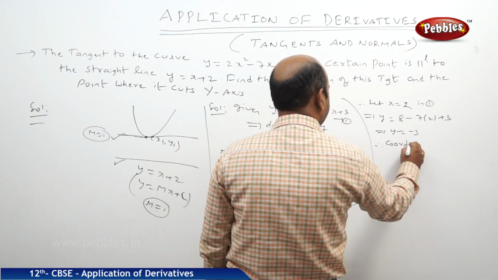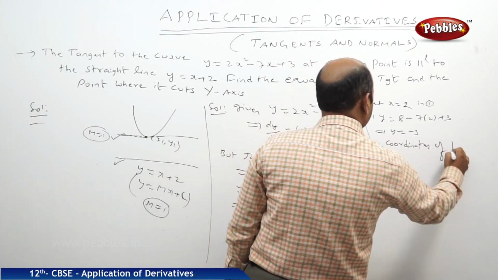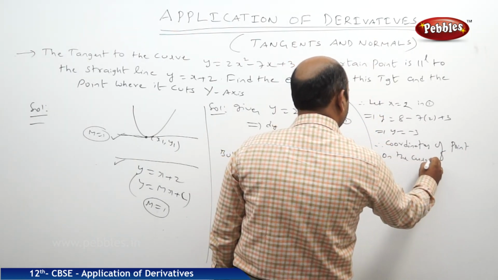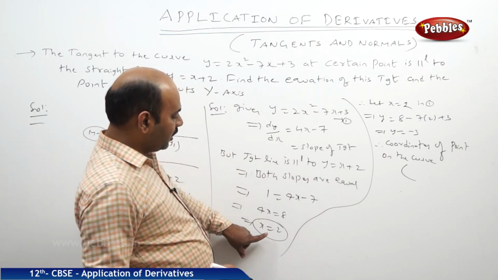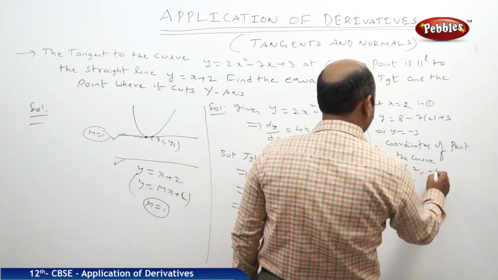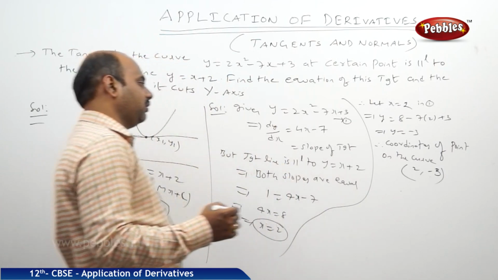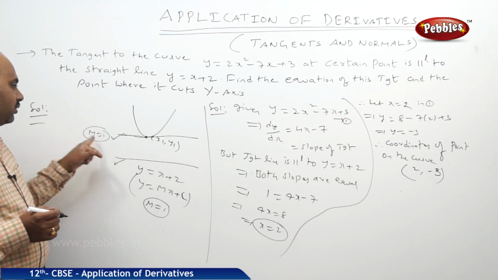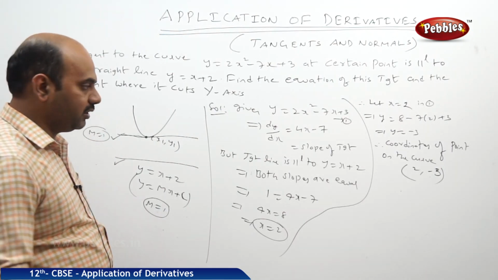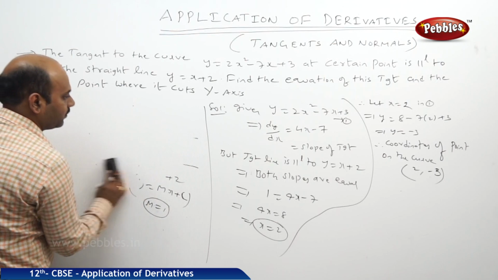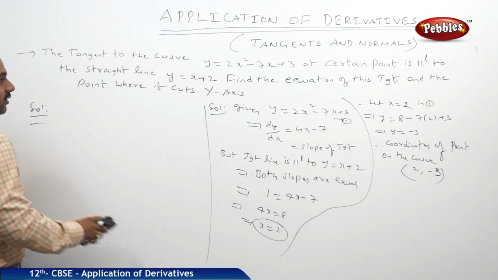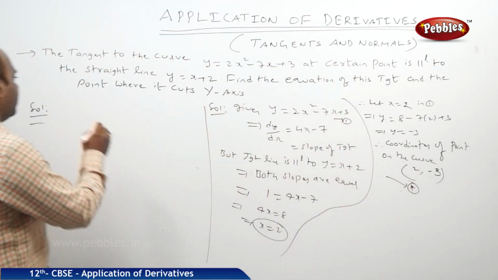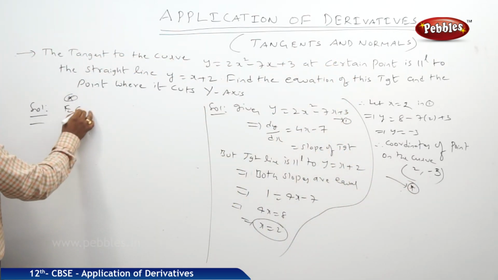Therefore the coordinates of the point on the curve are 2 comma minus 3. So we obtained a point on the curve as 2 comma minus 3. The point is known and the slope is known. So I can develop the equation of a tangent. Therefore the equation of the tangent, this continuation I am doing here, I am putting one star mark.